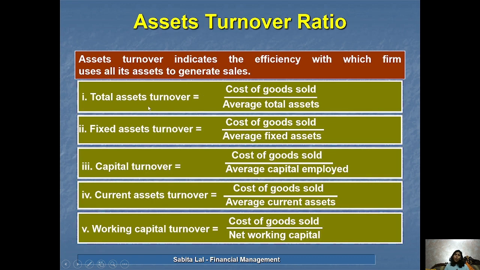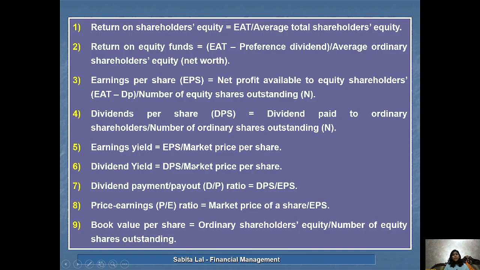Asset turnover ratio is again the efficiency with which the firm uses all its assets to generate sales. So total asset turnover is cost of goods sold by average total assets. Fixed asset turnover is cost of goods sold by average fixed assets. Capital turnover ratio is again cost of goods sold by average capital employed, that is your assets minus liabilities. Current asset turnover is cost of goods sold by average current assets. Working capital turnover ratio is cost of goods sold by net working capital. So for asset turnover ratios, all is given.